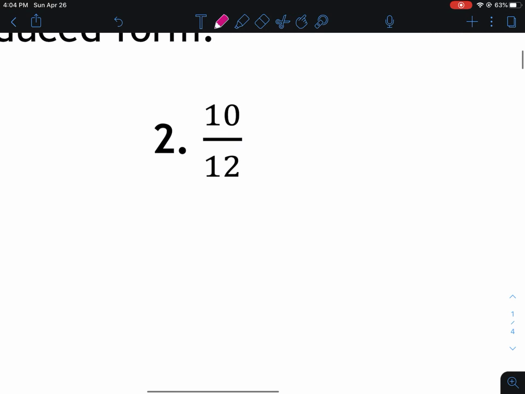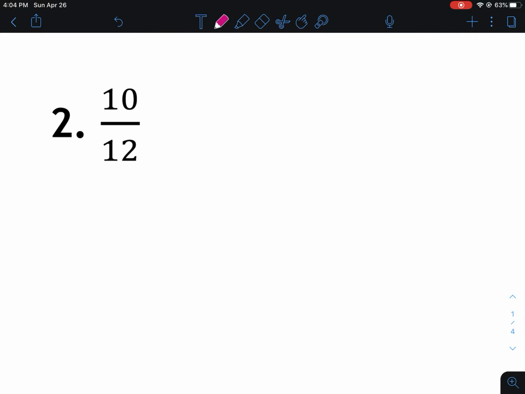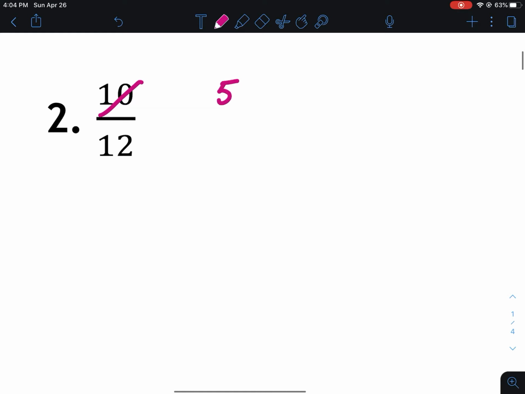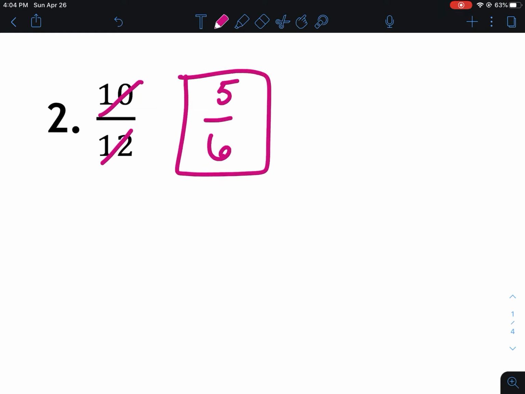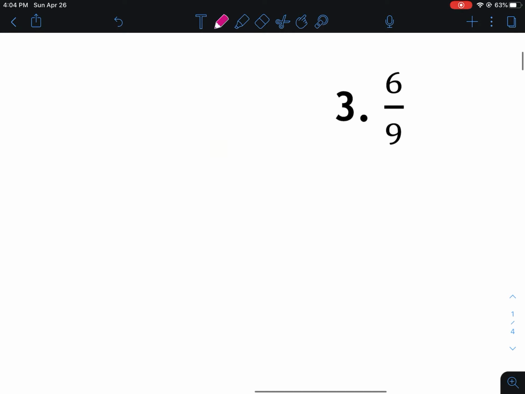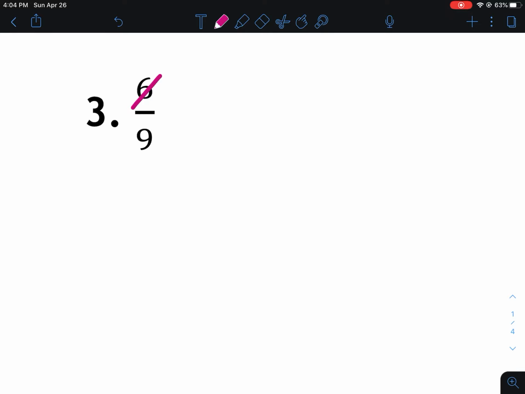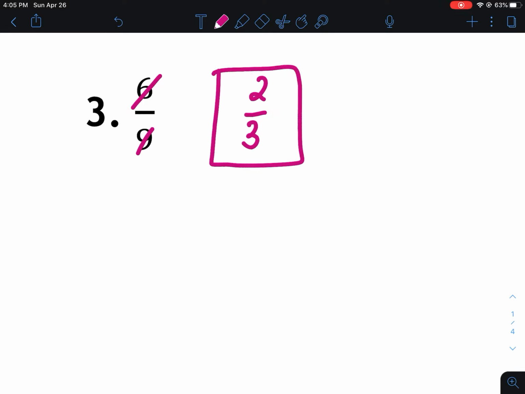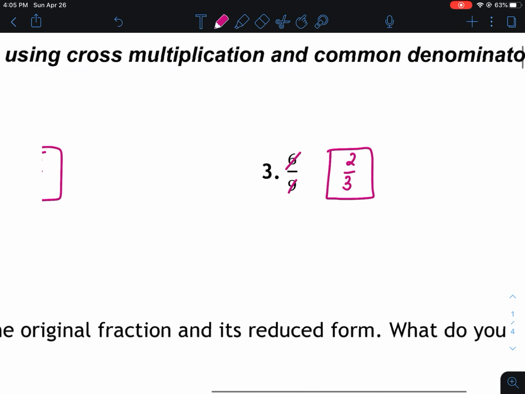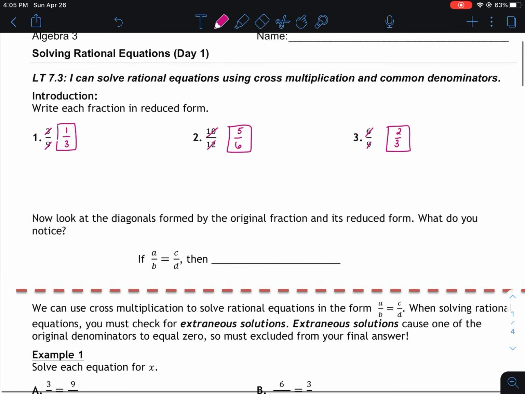For number 2, what goes into both 10 and 12? 2. I can divide this by 2, I get 5. Divide this by 2, I get 6. All right, and for number 3, what goes into both of those? 3. Divide by 3, I get 2. Divide by 3, I get 3. Okay, so just practicing some simplifying.